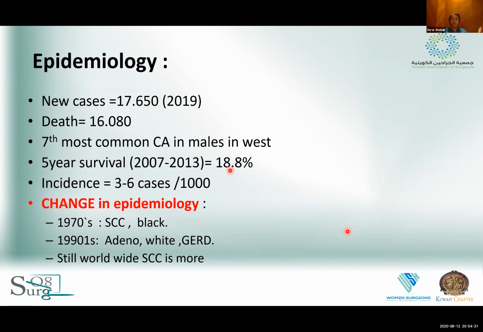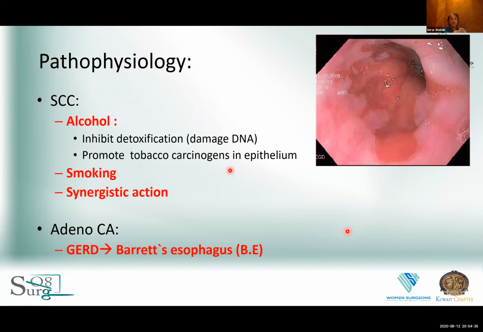In the Western countries, adenocarcinoma is more common, but worldwide it is squamous cell carcinoma. The pathophysiology of squamous cell carcinoma: usually it is associated with alcohol consumption and smoking. Alcohol and smoking act together synergistically. So alcohol prepares the environment for smoking carcinogens to work into the epithelium of the esophagus.